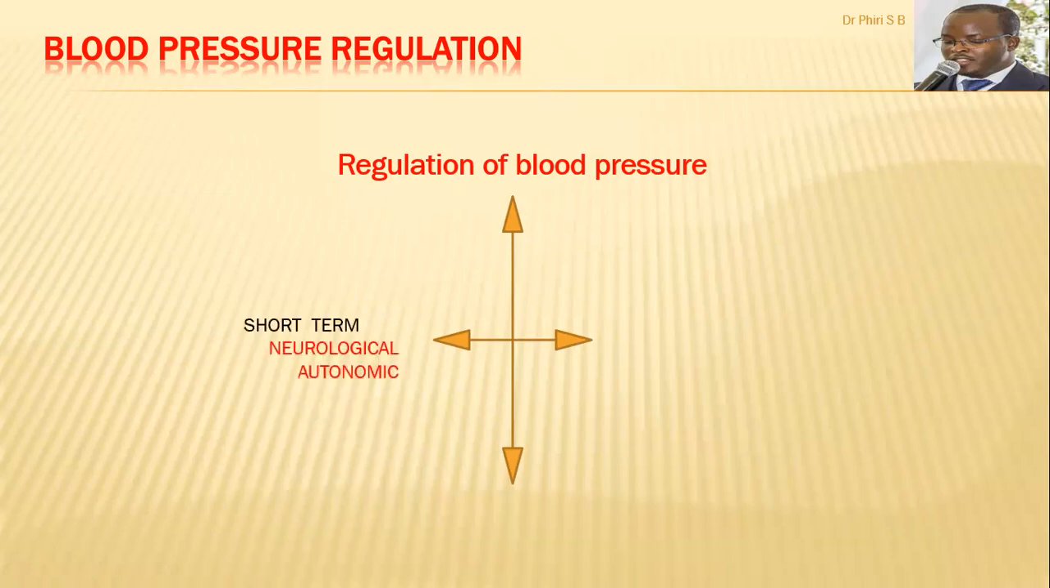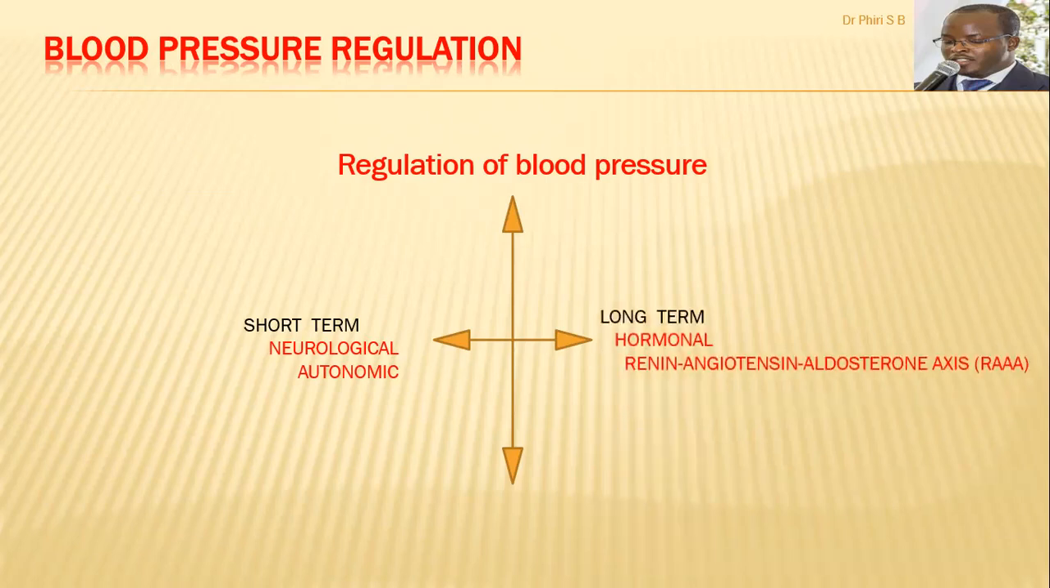So you have the short-term, which are neurological. In this case, mainly you're looking at the autonomic nervous system, the parasympathetics and the sympathetics. They will have an effect on blood pressure, so they are involved in blood pressure regulation. Then you have long-term, these are hormonal. Mainly the hormones that we'll be discussing are the renin, angiotensin, aldosterone axis, the RAS. So the renin, angiotensin, aldosterone axis is also involved in blood pressure regulation.